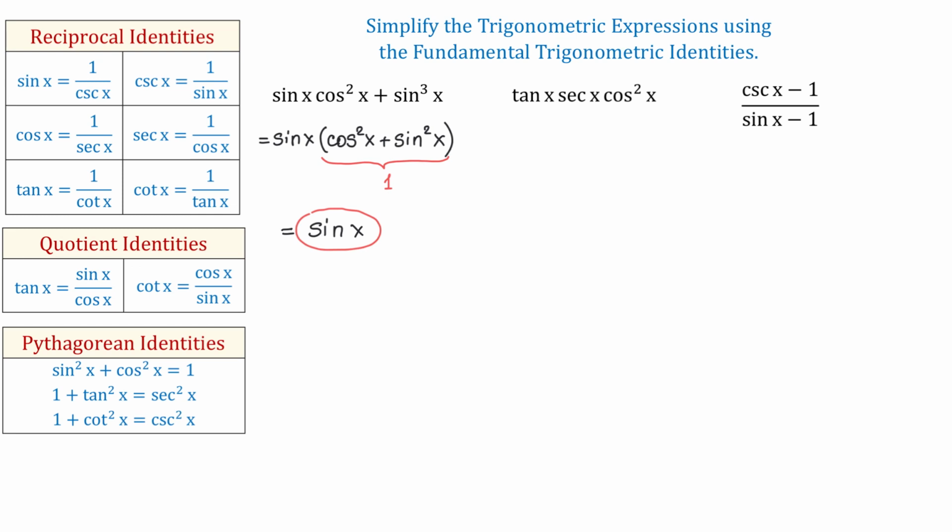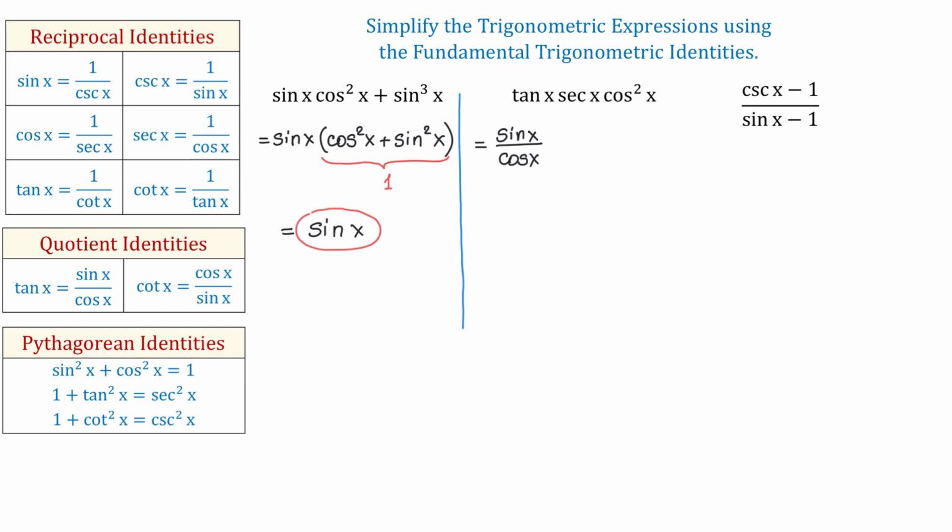The second expression is tangent of x times secant of x times cosine squared of x. When simplifying trigonometric expressions, in many cases it is a good idea to rewrite each trigonometric function in terms of sine and cosine. The first quotient identity tells us that tangent of x is sine of x over cosine of x. So I will replace tangent of x with sine of x over cosine of x.